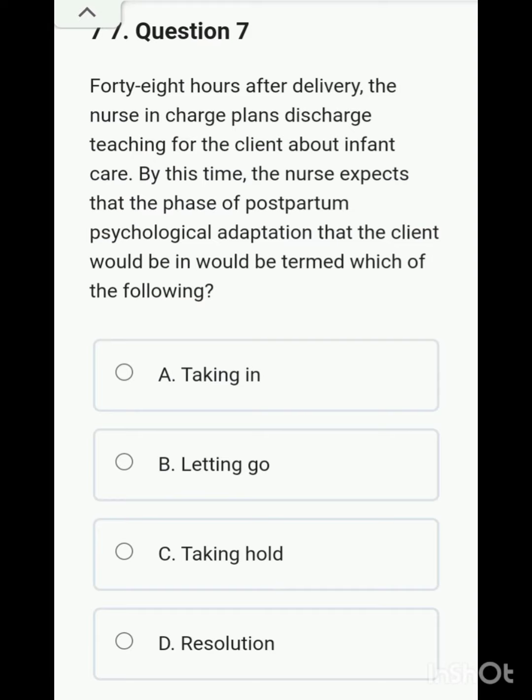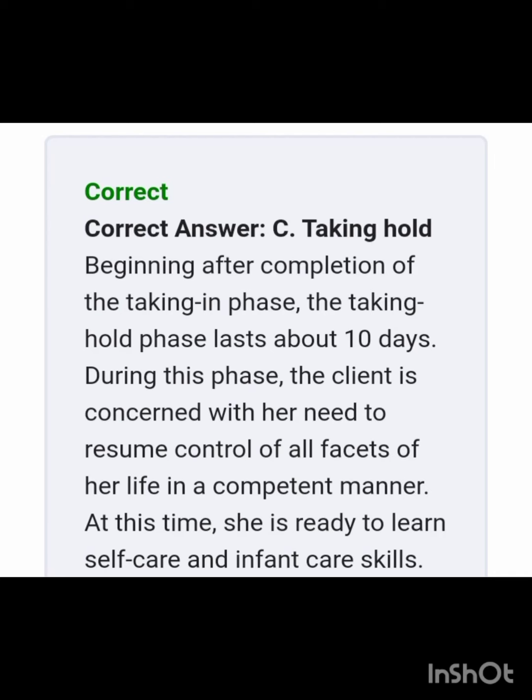Taking in is not right, letting go is also not right, taking hold is the right answer. Beginning after completion of the taking in phase, the taking hold phase lasts about 10 days. During this phase, the client is concerned with her need to resume control of all phases of her life in a competent manner. At this phase, she is ready to learn self care and infant care skills.